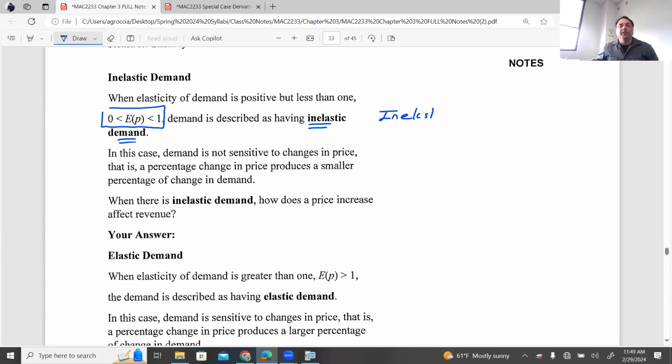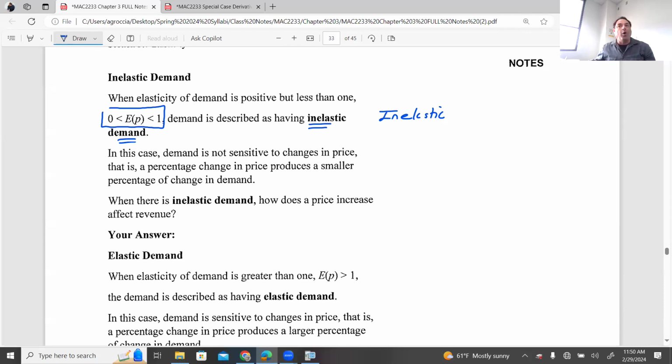Inelastic. So if your result of plugging the price in is less than 1, you're inelastic. What does that mean? In this case, demand is not sensitive to change in price. That is, a percentage change in price produces a smaller percentage change in demand.